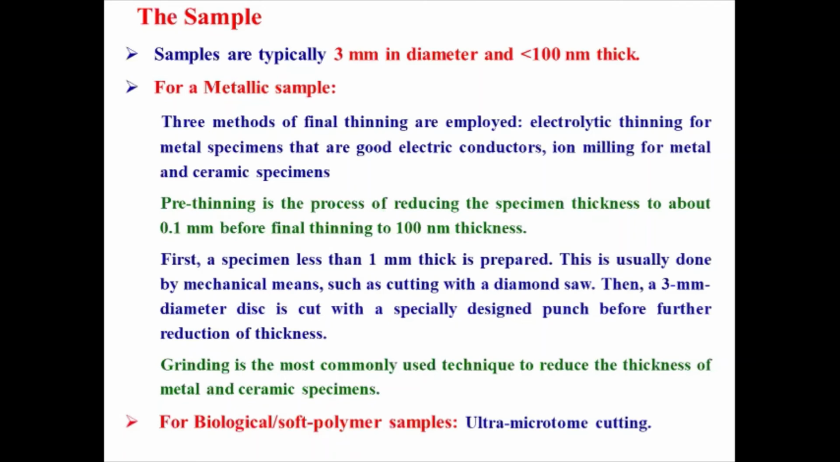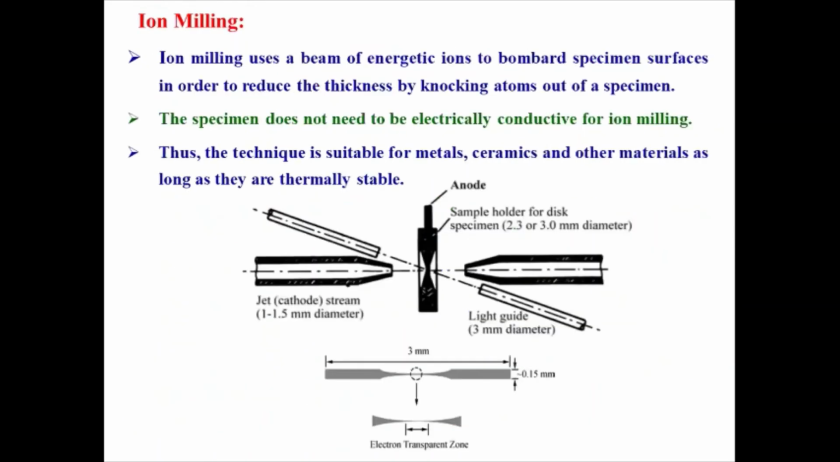Since the electrons need to be transmitted, you cannot use any material for imaging in transmission electron microscopes. So usually it should be thin. How thin? What should be the thickness? The thickness should be less than 100 nanometer. And if your material is not less than 100 nanometer, then you have to do some kind of treatment so that it can be made thinner in a particular area. And for that, you can use the ion miller.